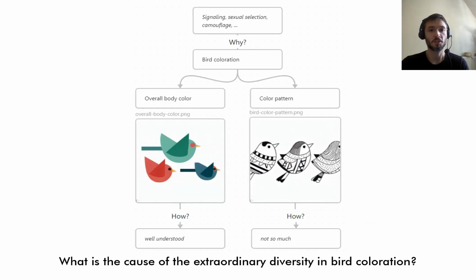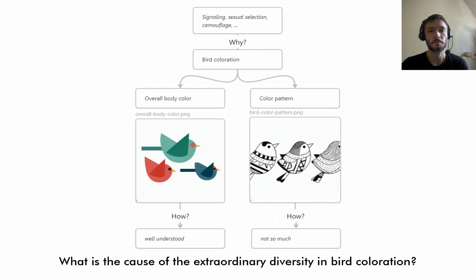The answer to the question, what's the cause of the extraordinary diversity of bird coloration, may depend on whether we're interested in the evolutionary drivers of bird color diversity or whether we're interested in the mechanisms by which bird coloration is formed. The evolutionary drivers have been studied extensively and range from communication and sexual selection to camouflage and predator avoidance. We also understand quite a bit about the developmental mechanisms by which overall bird color is produced.